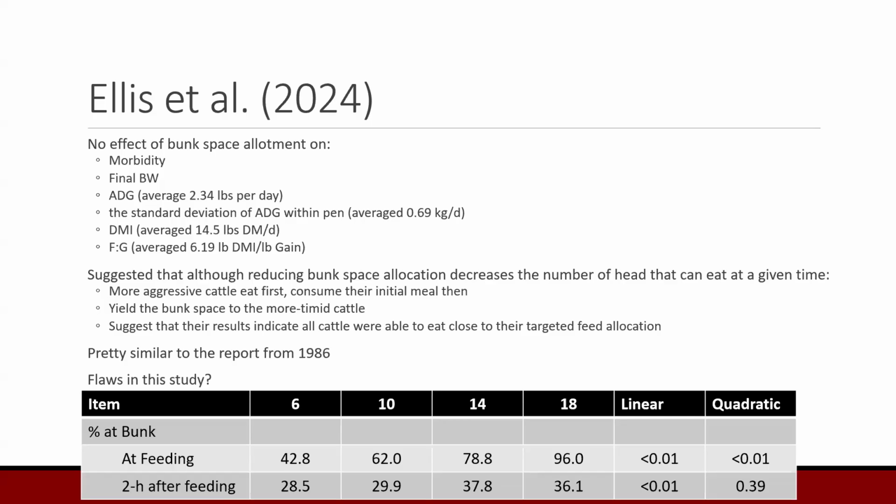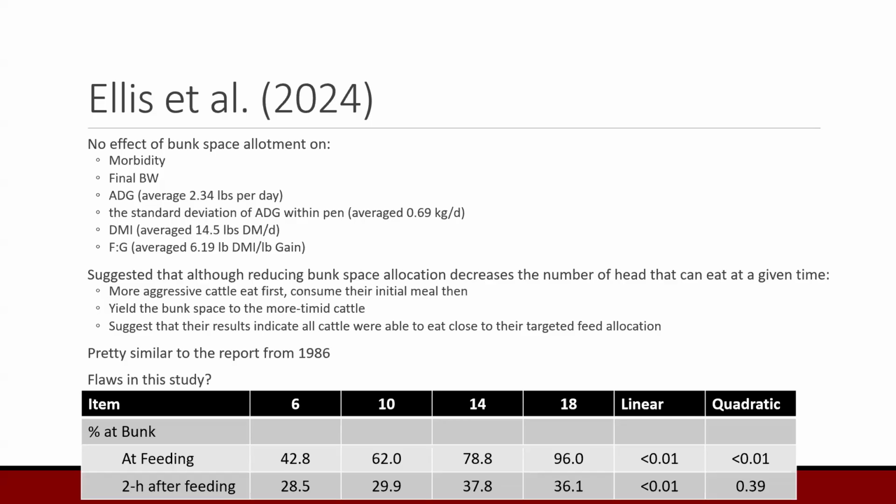So they suggested that more aggressive cattle eat first, consume their initial meal, then they yield the bunk space to the more timid cattle, and they suggest that their results indicate that cattle were able to eat close to their targeted feed allocation even within pen because they had a small and non-different standard deviation of average daily gain within pen. So do we think that this means linear bunk space is not important? We've seen 2 studies now that have reported that.